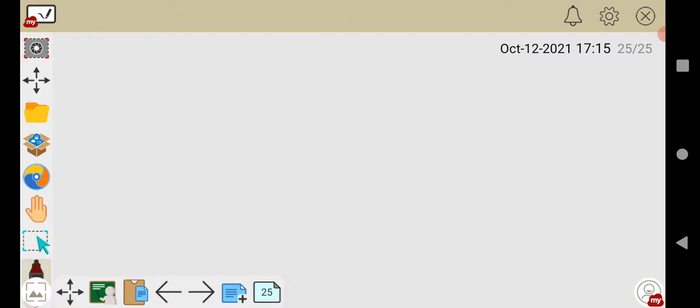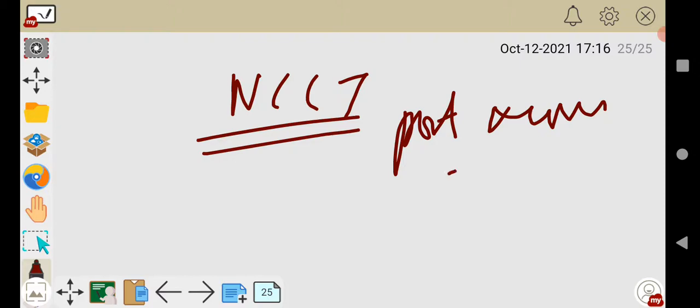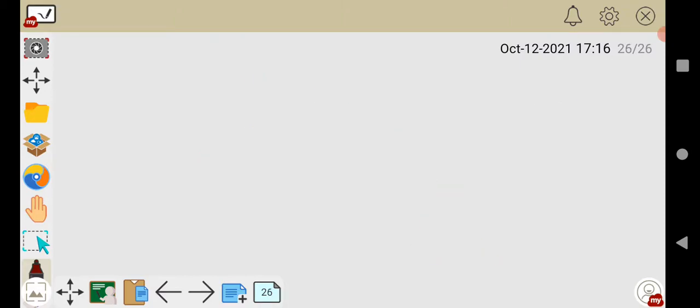But in case of stones on USG, you will see posterior acoustic shadowing. It means if this is the stone, you can see something like this. Okay, anyway.